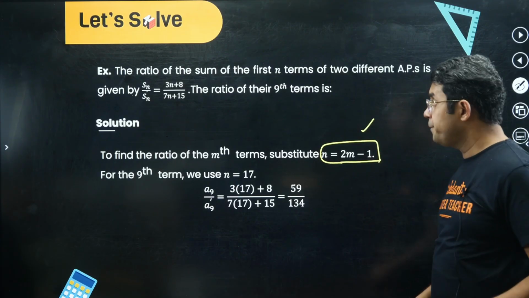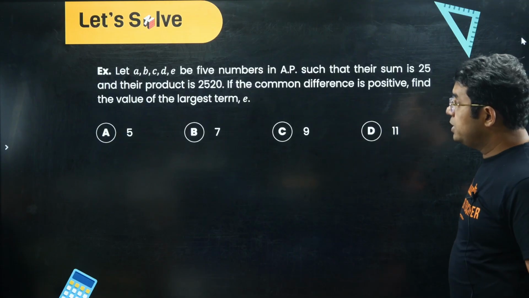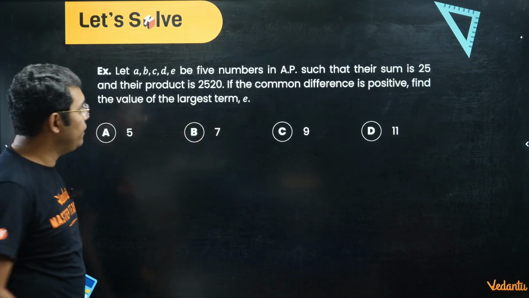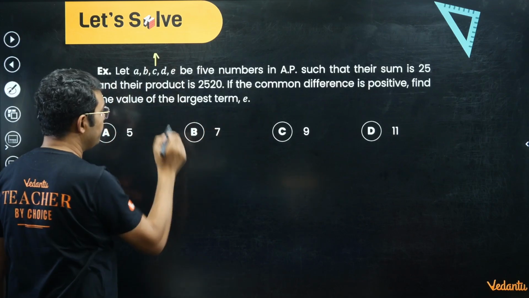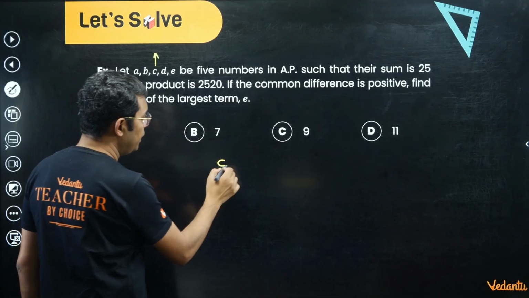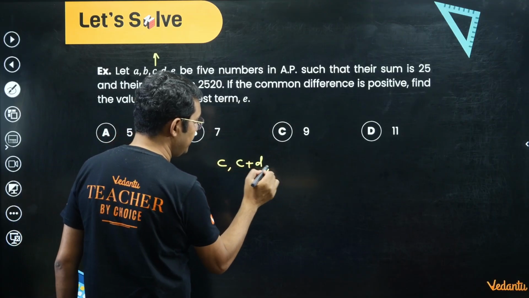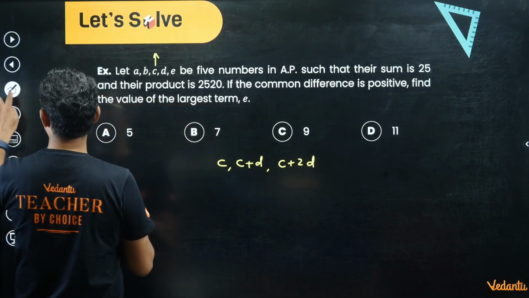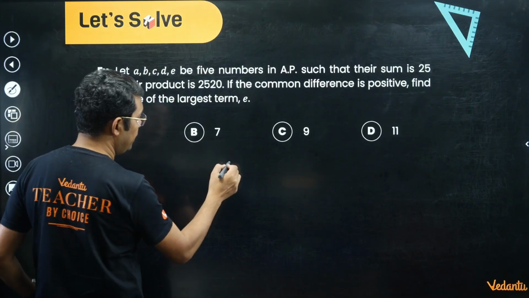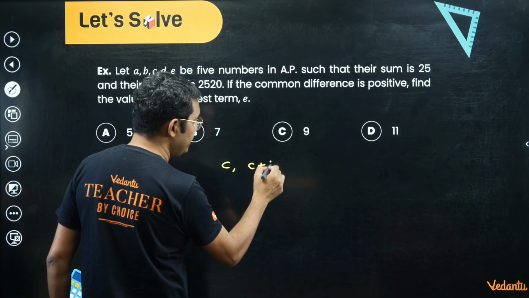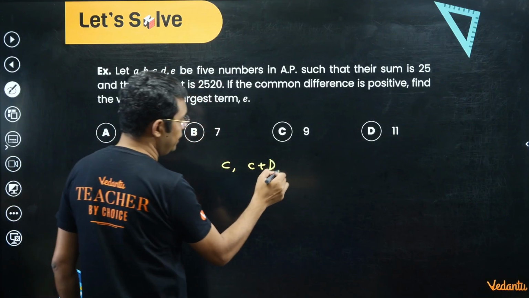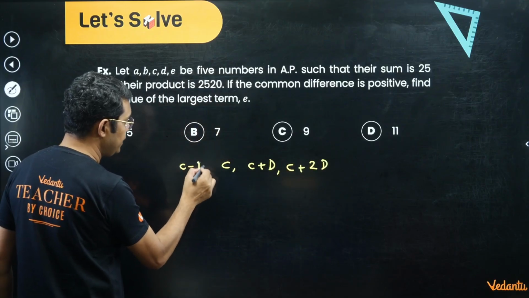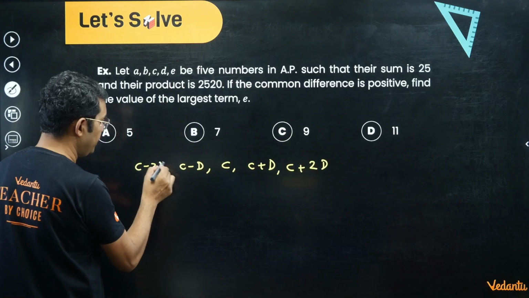Okay, now coming to the next question, here they are saying 5 terms A, B, C, D, E are in AP such that their sum is 25. In this case the middle term is C, okay, and sum is involved, so I will be taking terms like this: C, C plus D, C plus 2D, and before that, 1 minute, I will not take C plus D, rather I will take C plus capital D, because D is already there. C plus capital D, C plus capital 2D, and before that C minus D and C minus capital 2D.